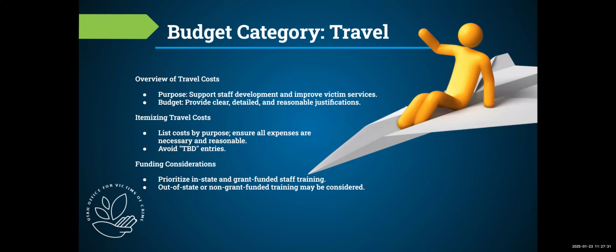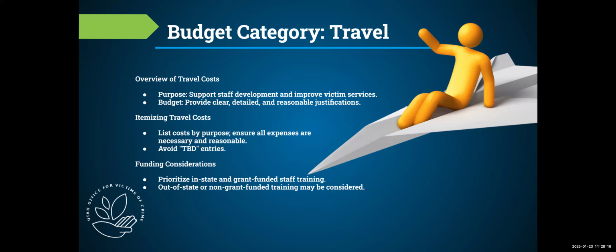For example, if you're budgeting for car mileage, provide the total miles anticipated and the reimbursement rate per mile. Similarly, if you're including gas, airfare, or rental cars, list these individually with clear estimates for each cost. Don't just list general expenses. Avoid using TBD. Instead, ensure all costs are detailed and reflect the actual expenses for the activity. Also remember to separate client-related mileage and training-related mileage into two different line items. This helps ensure clarity and that you're tracking your travel expenses accurately.